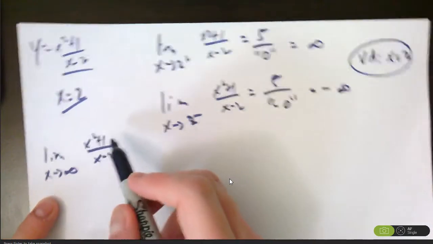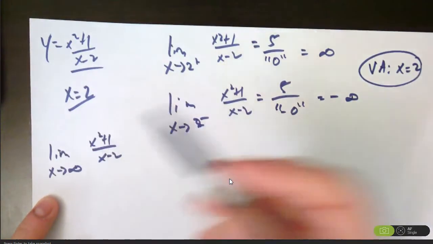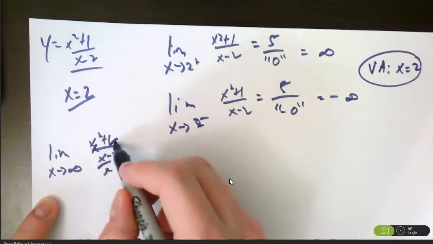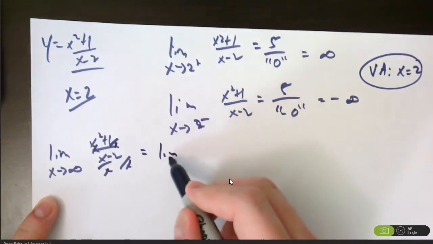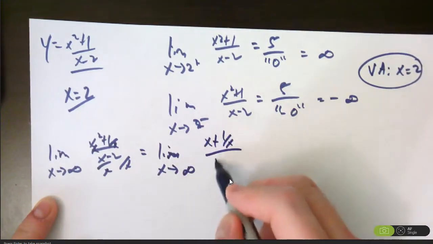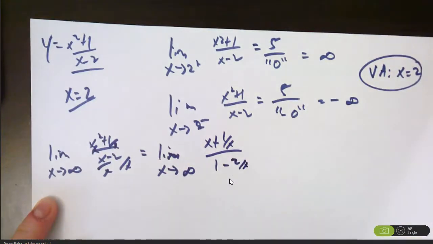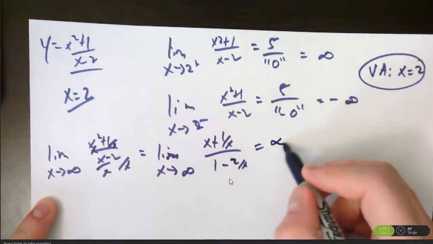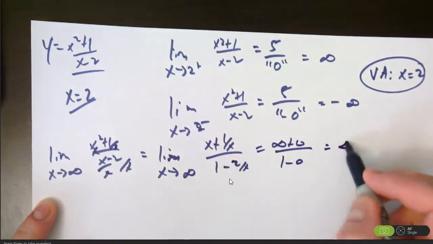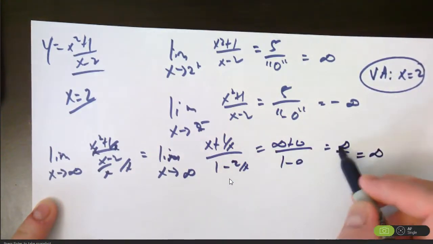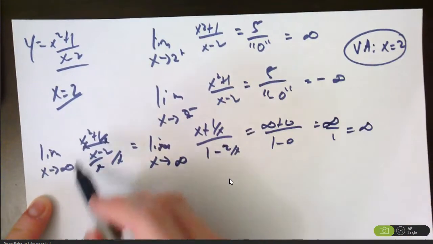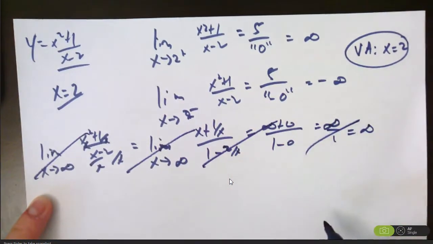We can look at the powers and compare that real quick and say the power on top is bigger, so it's going to grow faster. Or if we divide everything by x, which is our trick, we get the limit as x approaches infinity of x plus 1 over x over 1 minus 2 over x. That's going to give me infinity plus 0 over 1 minus 0, which is infinity over 1, which is infinity. Same thing happens with negative infinity, and it goes downward. So there are no horizontal asymptotes because it never levels off.